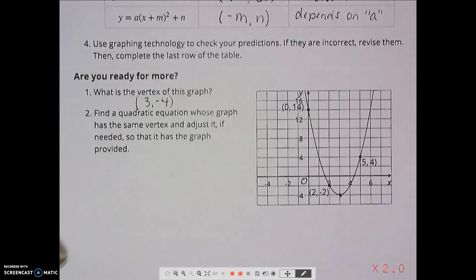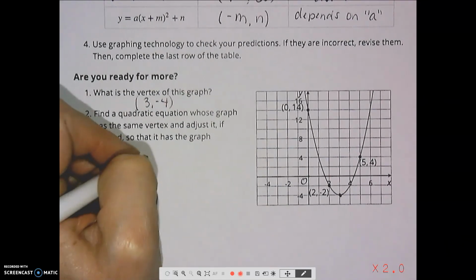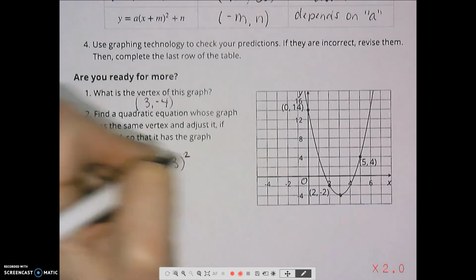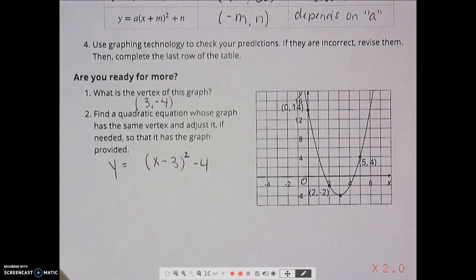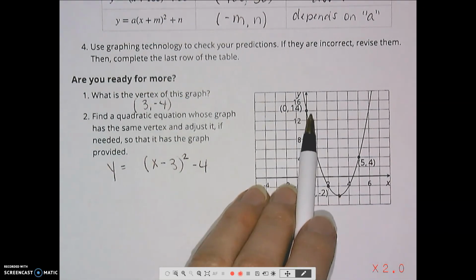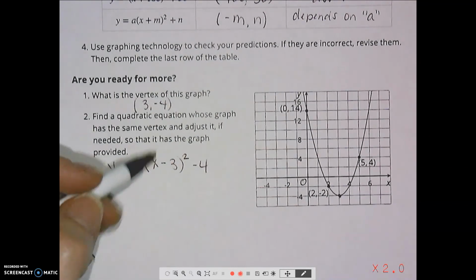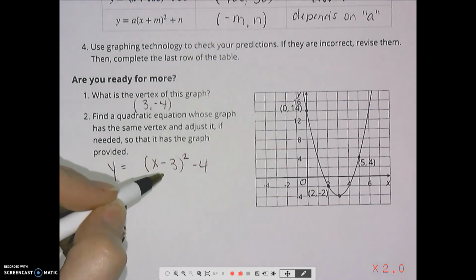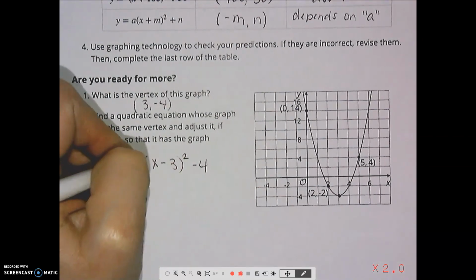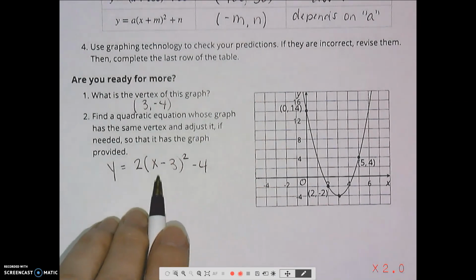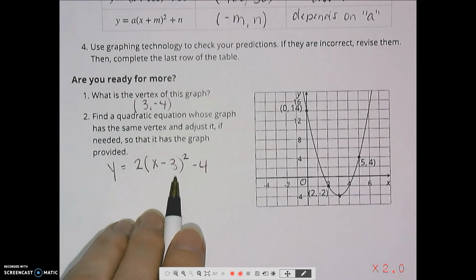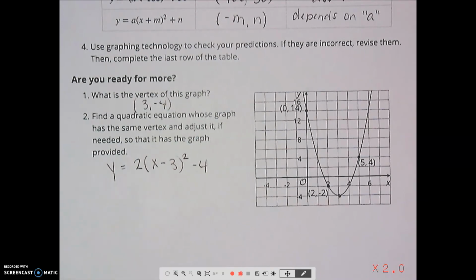Now, we're going to write an equation for that. So we need y equals x minus 3, since that was a positive 3, squared, and then the minus 4 stays the same. However, we do notice that this point, 0, 14, is there. So if I plug in 0 for this, 0 minus 3 is negative 3. Negative 3 squared is 9. 9 minus 4 is not 14. So let's see what happens if we put a 2 in front of this. So 0 minus 3 is negative 3. Negative 3 squared is 9. 9 times 2 is 18, and 18 minus 4 is 14.